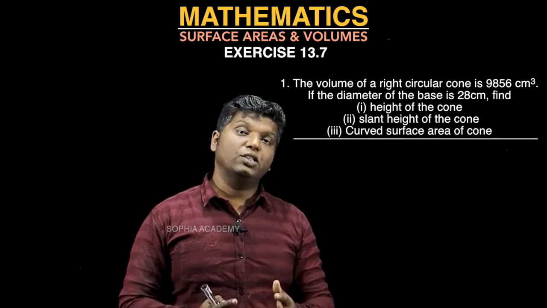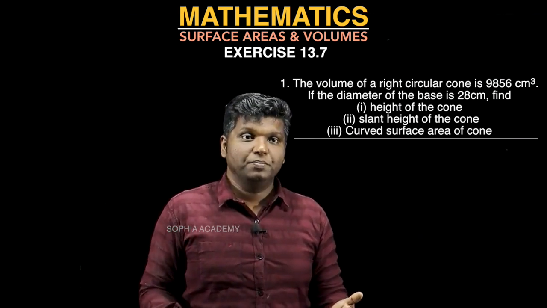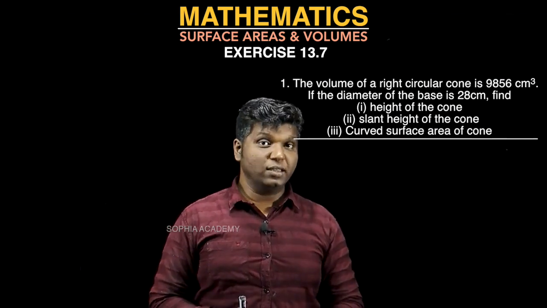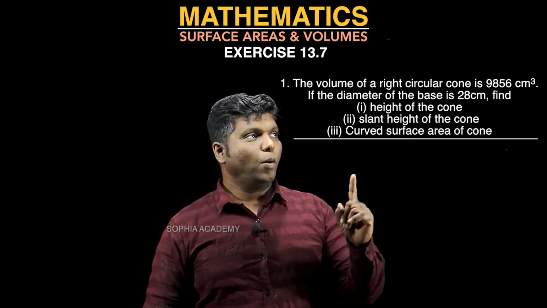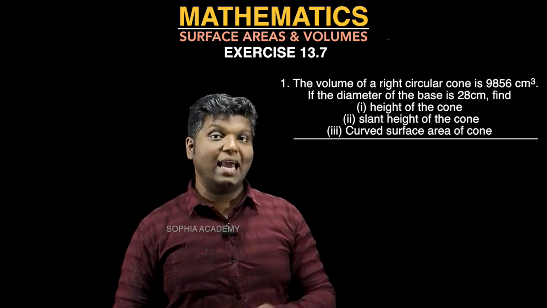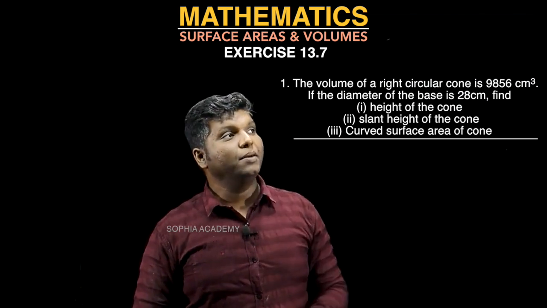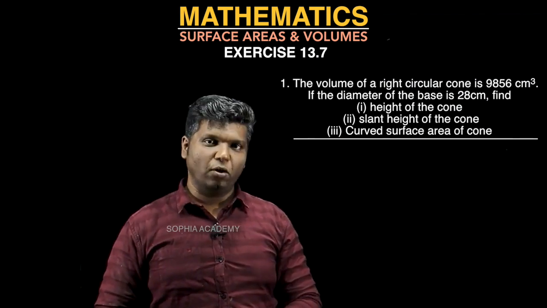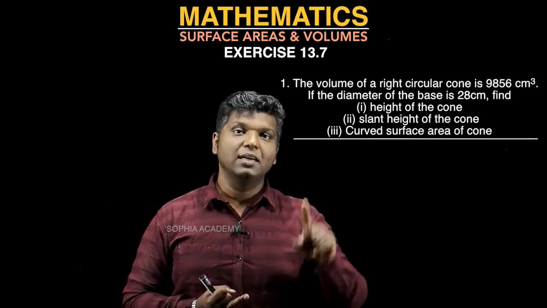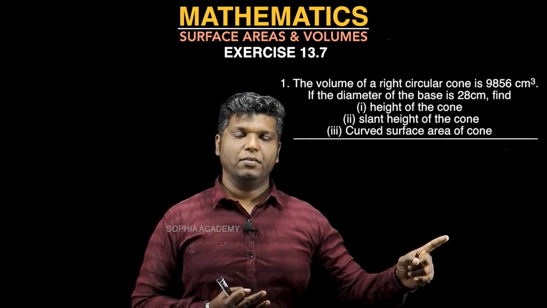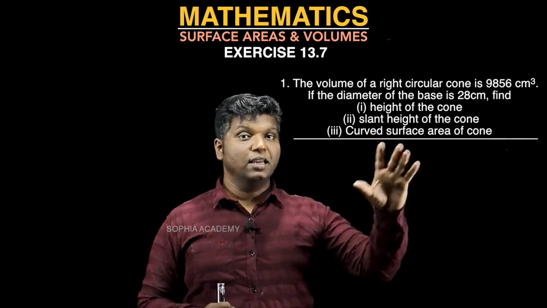Now what is the thing which you have to find? What is the actual problem? Here you can see there are three problems. Problem number one, find the height of the cone. Problem number two, find the slant height of the cone. Problem number three, find the CSA of the cone. So you have to find the height of the cone, the L, that means slant height, and then the CSA, right? These are the three things included in this question.